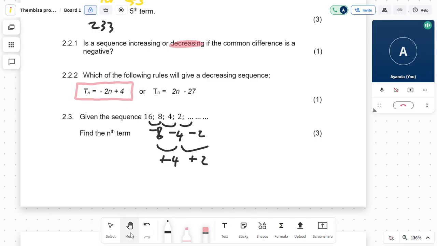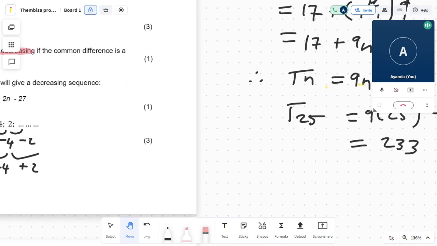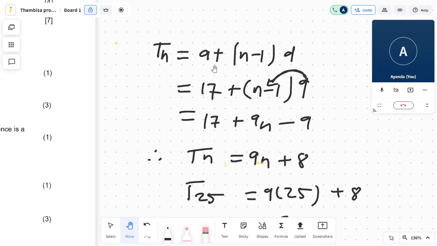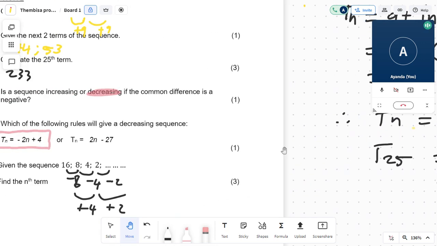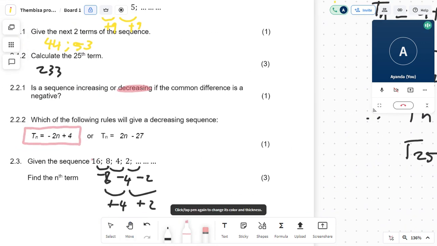So now it shows that we're not going to use the formula that we'd used up here before, Tn is equal to a plus (n minus 1)d. Instead, we're going to use the formula Tn is equal to a times r to the power of n minus 1. A, remember, is our first term. So the first term in our sequence was 16.